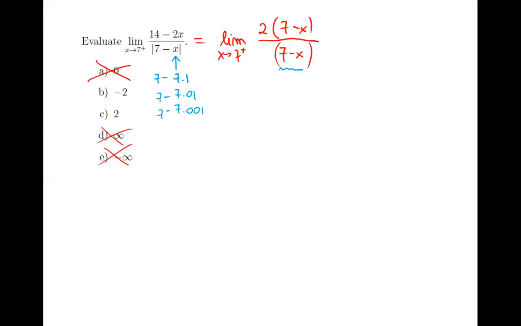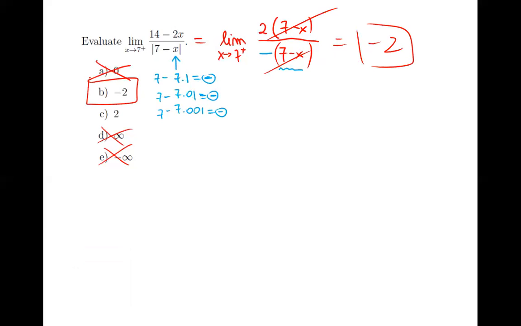Okay. 7 minus 7.1 is negative. 7 minus 7.01, it's smaller, but still negative, still negative. That means I have to put negative in front to make the positive. 0 is gone. My final answer is negative 2.